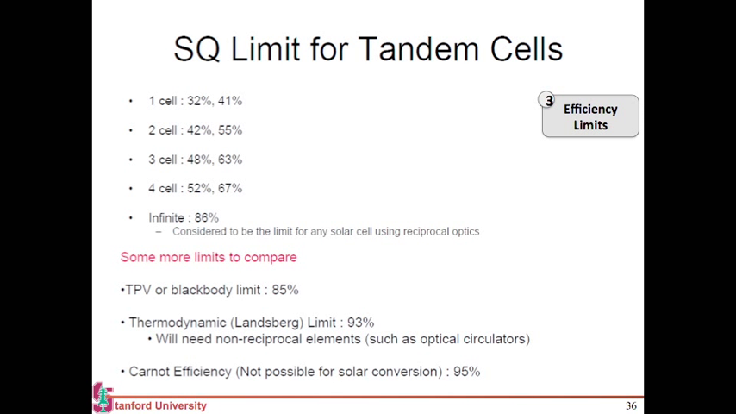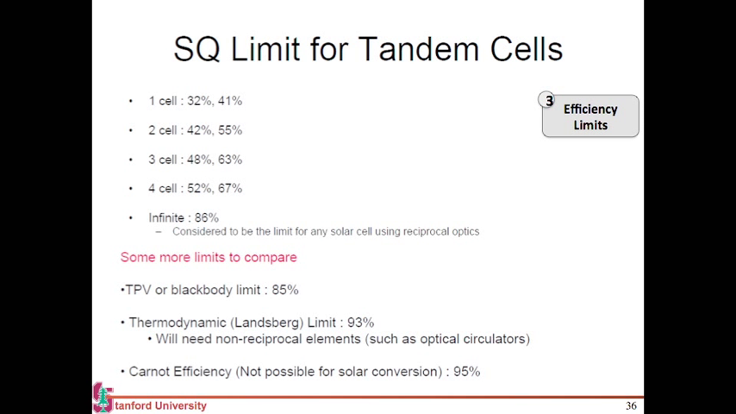And Mr. Shockley and Mr. Queisser, again, they derived this for us, they ruined it for all the other theoretical physicists and derived everything back in 1960. For one cell, you get 32%. For two cells, you get 42%. Three cells, you get 48%. If you have infinite cells, you get 86%. But there are other limits. You cannot actually get 86%, even if you have an infinite number of cells. There are some other limits which come into play.